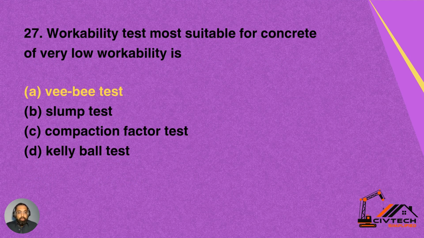Question number 27. Workability test most suitable for concrete of very low workability is option A VB test, option B slump test, option C compaction factor test, option D Kelly ball test. The workability test most suitable for concrete of very low workability is the VB test. Option A is the correct answer for this question.